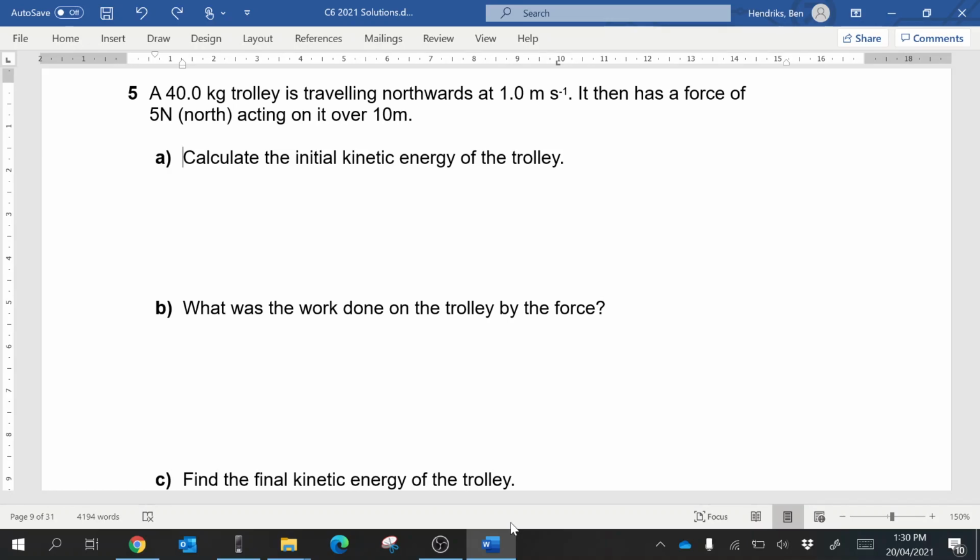A 40 kilogram trolley is travelling northwards at 1 meter per second, then has a force of 5 newtons north acting on it over 10 meters. So the initial kinetic energy, and this time I'm going to write kinetic energy as KE. Sometimes you'll see it this way, and I'll put initial. So initial KE is equal to a half mv squared, which is equal to a half times 40 times 1.0 squared, and that is equal to half times 40 is 20, times 1 squared is 1, so it's going to be 20 joules.